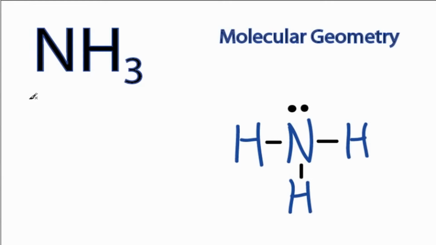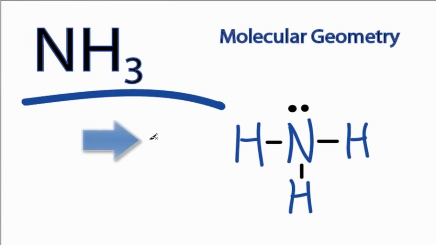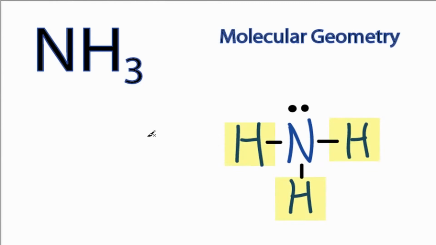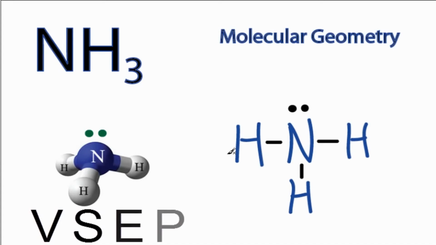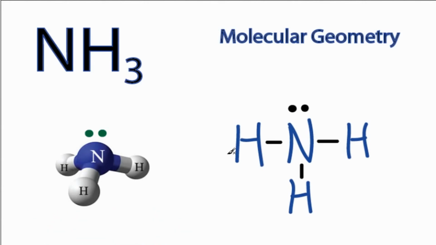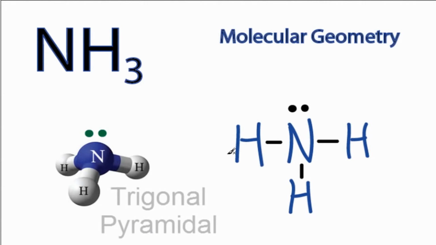To find the molecular geometry of NH3, we'll first look at the Lewis structure. We want to visualize those 3 hydrogens and that lone pair of electrons there spreading out as far away from each other as they can, and that will give NH3 its shape or molecular geometry. And that's going to look like this right here. In essence, those valence shell electron pairs around the hydrogens and then that lone pair of electrons above the nitrogen there are going to repel each other, and that's going to give NH3 its shape. In this case, the shape is trigonal pyramidal.